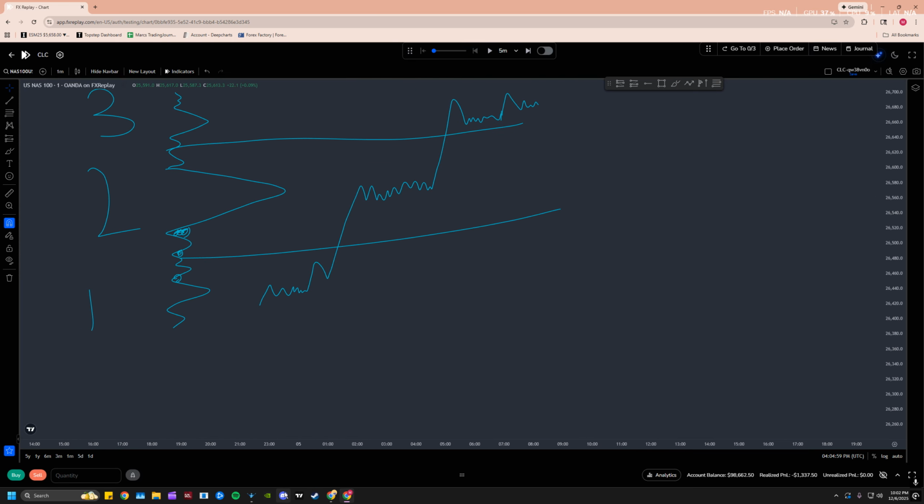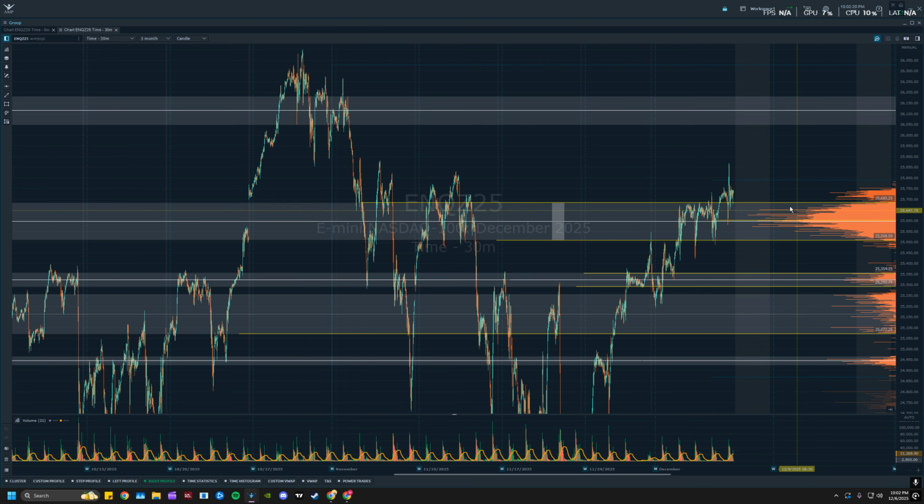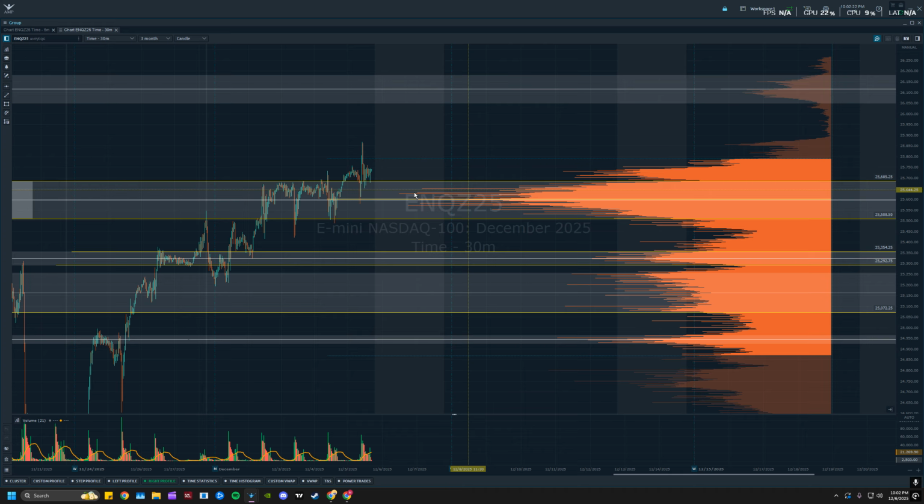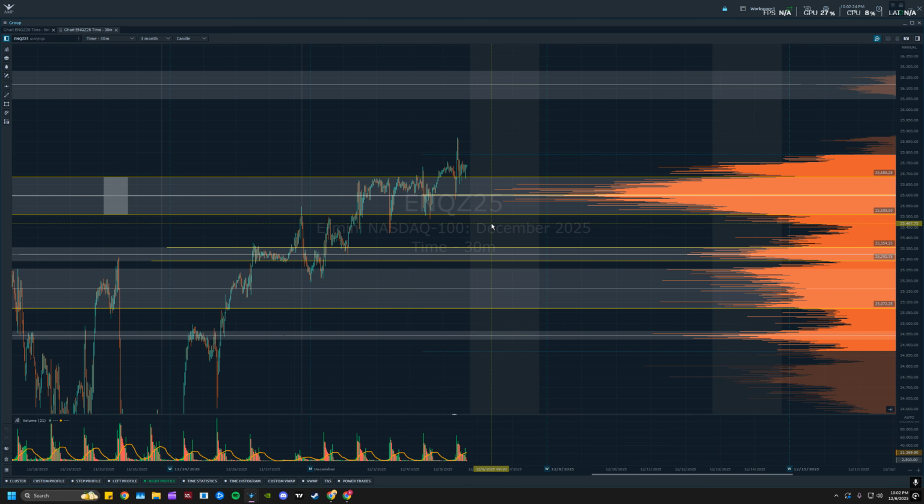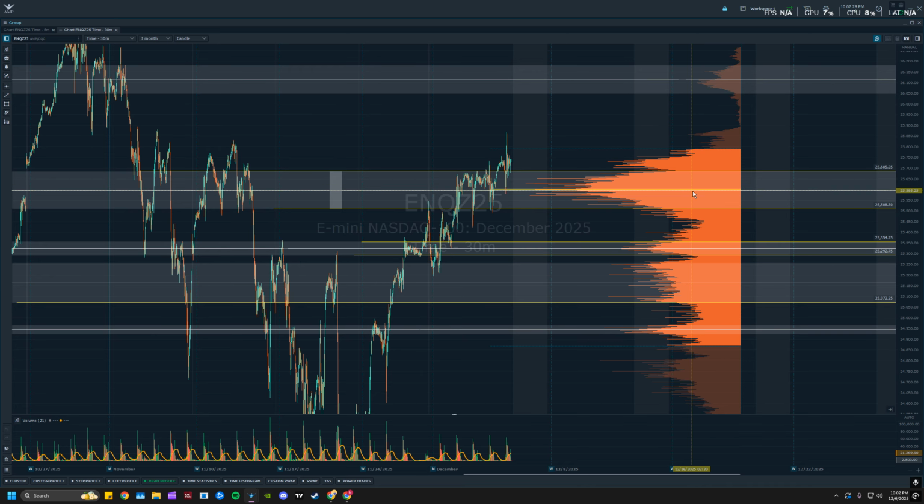So if I go here to my profile, the areas that I have marked out are high volume. So what do we notice about this week? We notice that we are trading within an area where there's a ton of volume, right? As you can see here, we traded up into this area multiple times, consolidated here a lot. What does that tell us? This is an area where buyers and sellers agree.